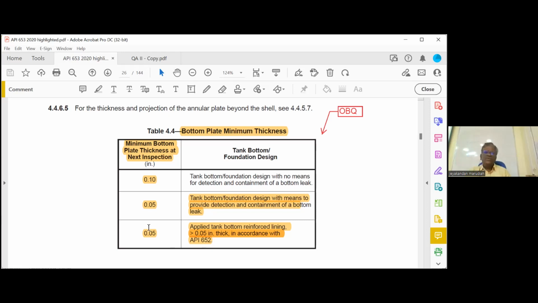See, what is the advantage of 0.05? You can increase the inspection interval. Suppose in 7 years it is coming 0.1. If you want 0.05, you can inspect after 14 years. So the inspection interval can be increased. That is the advantage of this.